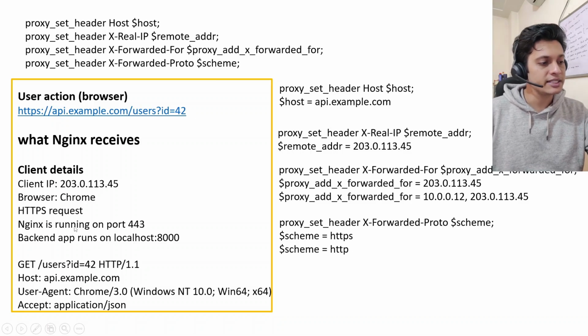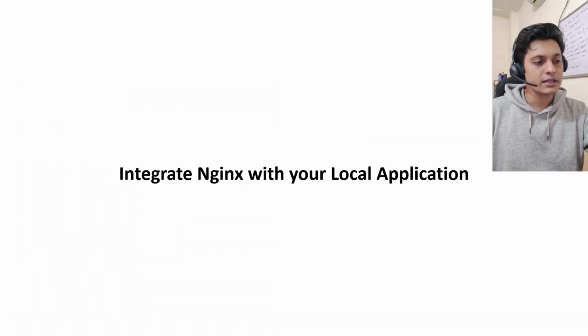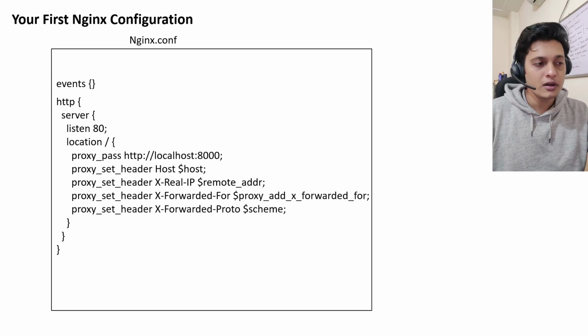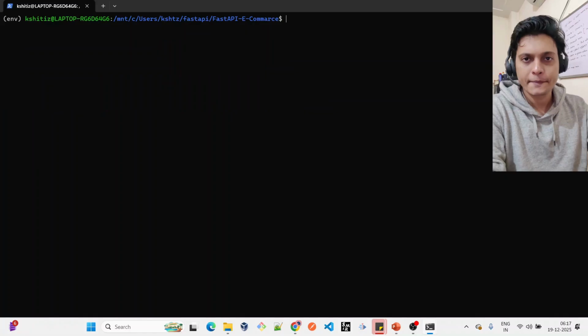What is the scheme? The last one. The scheme is nothing but HTTPS or HTTP, whichever you are using. So these are the points which we need to cover for a very basic kind of Nginx file. Now let's integrate Nginx with your local application, and this will be the Nginx configuration which we are going to run.